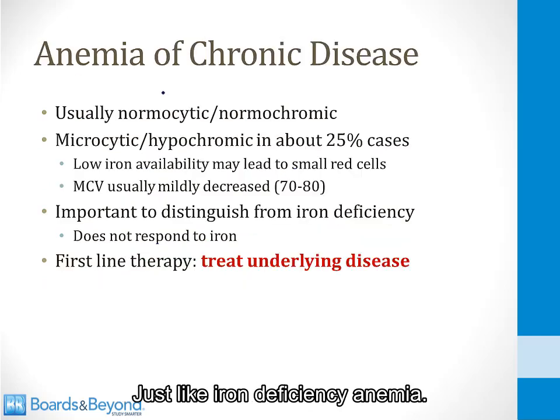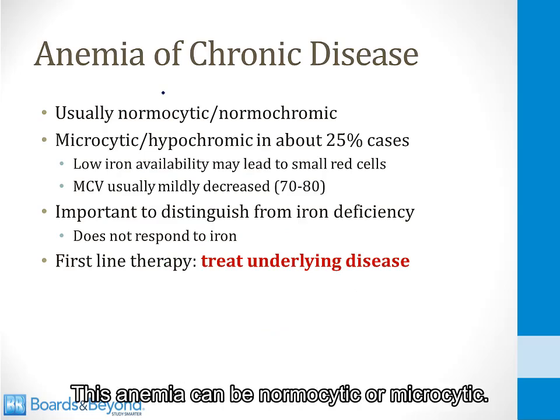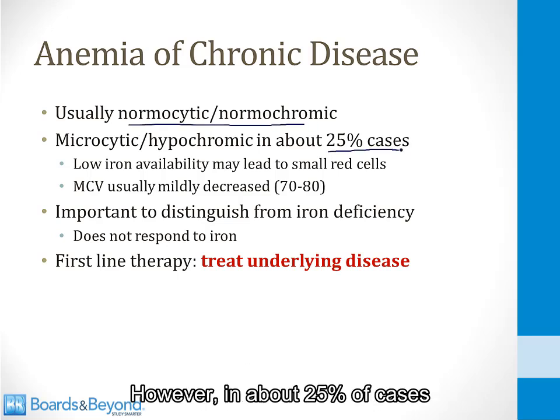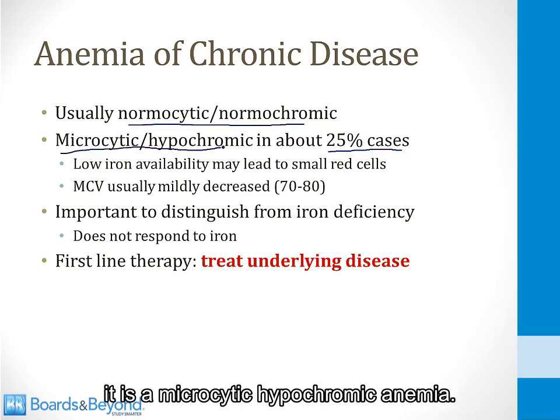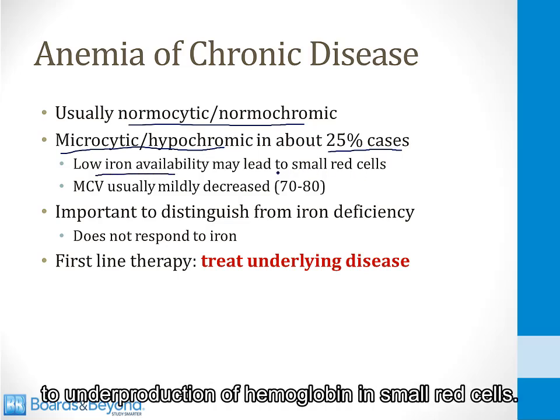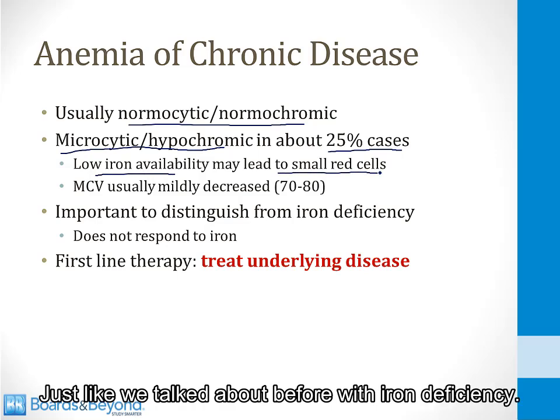Just like iron deficiency anemia, this anemia can be normocytic or microcytic. Now, this anemia is most commonly normocytic normochromic. However, in about 25% of cases, it is a microcytic hypochromic anemia. The reason it can become microcytic is because the low iron availability can lead to underproduction of hemoglobin and small red cells, just like we talked about before with iron deficiency.